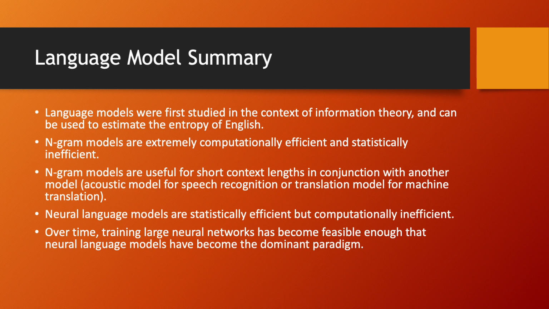So here is a language model summary that you can keep in mind. Language models were first studied in the context of information theory and can be used to estimate the entropy of English. N-gram models are extremely computationally efficient and statistically inefficient. N-gram models are used for short context lengths in conjunction with another model, that is, an acoustic model for speech recognition or a translation model for machine translation.